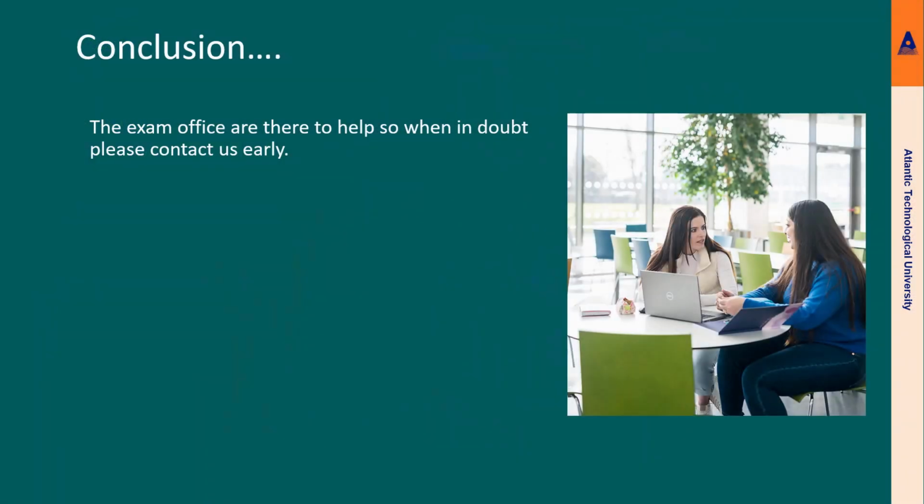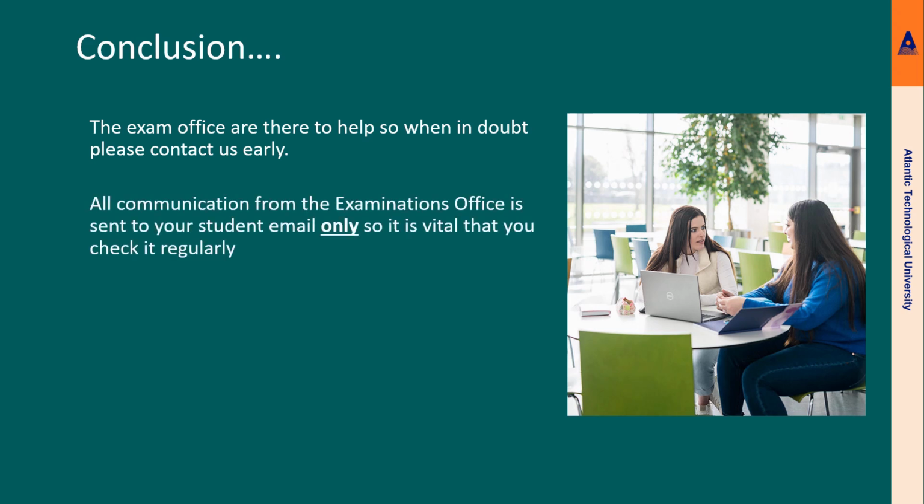So, in conclusion, the examination office are there to help. If in doubt, please contact us early. If you go to the Student Hub and you can't find the information you're looking for, the exams office will be able to point you in the right direction. All communication from the exams office or any official body from the university will only be to your ATU email, so it's vital that you check it regularly. A lot of online students find that they redirect their ATU emails to their personal account so that they can keep track of any communications from the university.